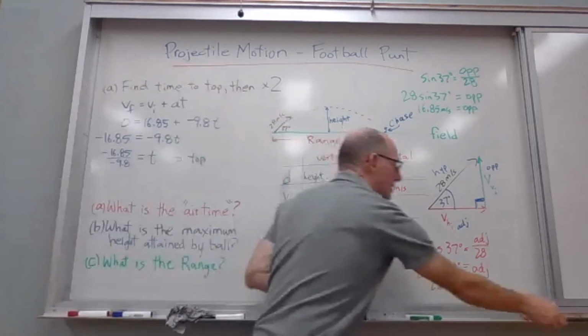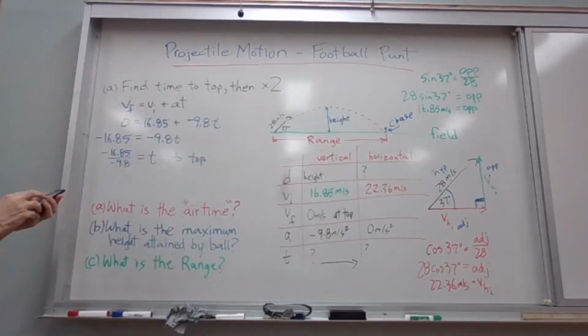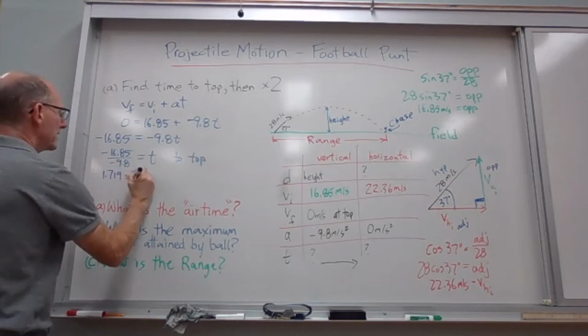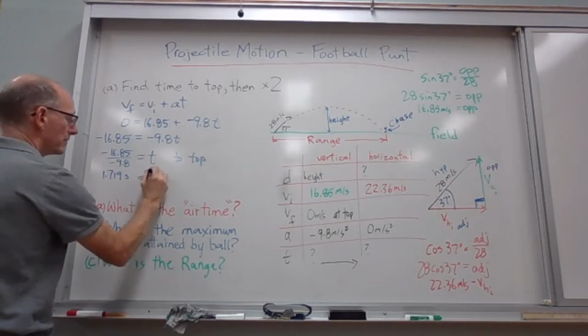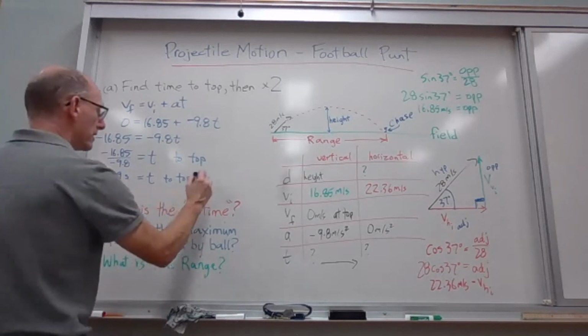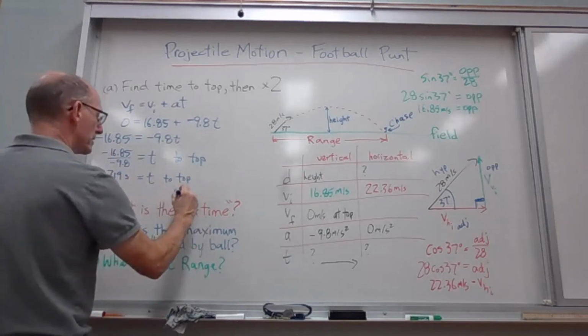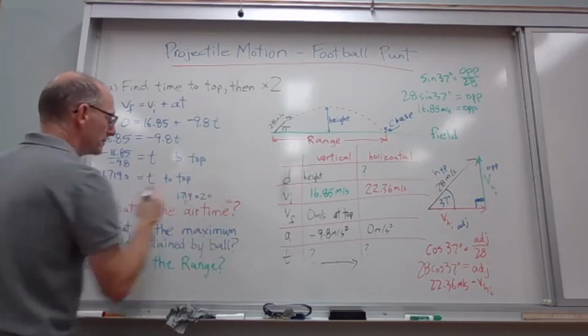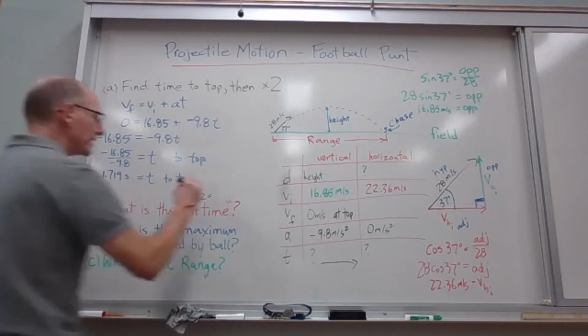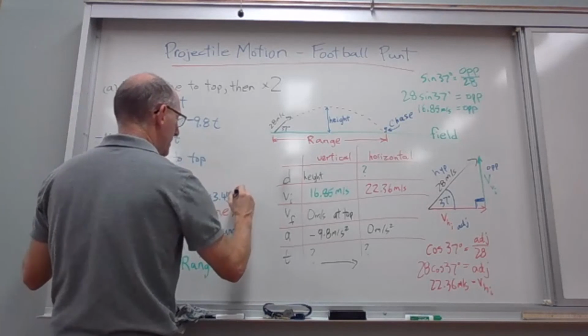If I do that calculation, I get 1.719 seconds. So 1.719 seconds to the top. So the air time, the amount of time in the air, is just that time times 2. So this air time right here, I just go 1.719 times 2. So Chase had to wait for 3.44 seconds before it landed in his hands.